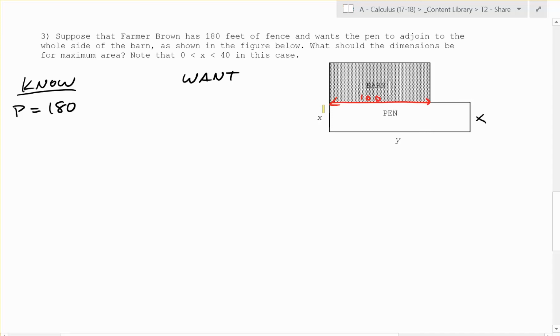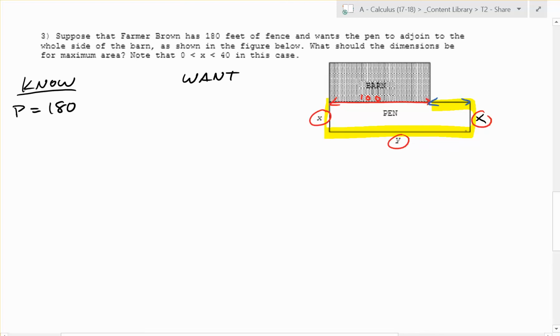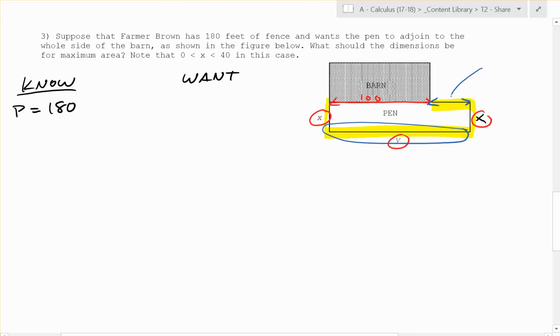The fence is the yellow part as I draw it. We already have pieces of it here: x and y and x. So what about this distance right here? That distance is y minus 100. That's the first thing you have to notice. So what's the perimeter all the way around? There's two x's, there's a y, and there's also a y minus 100. We want to know the max area, so what are the dimensions that give the maximum area?